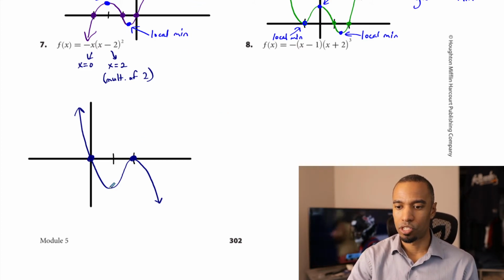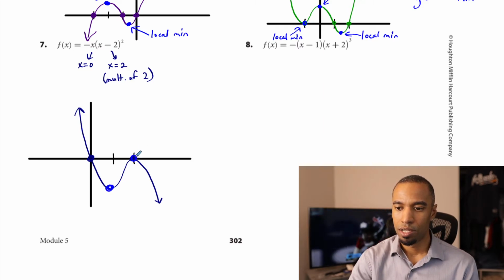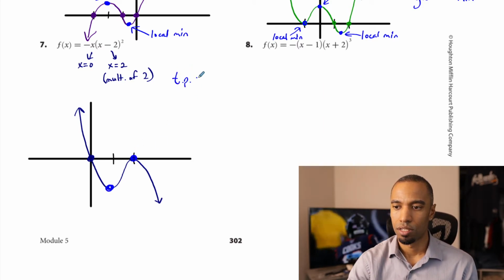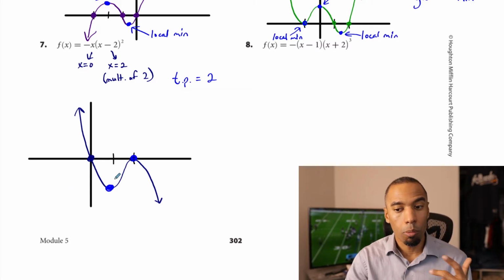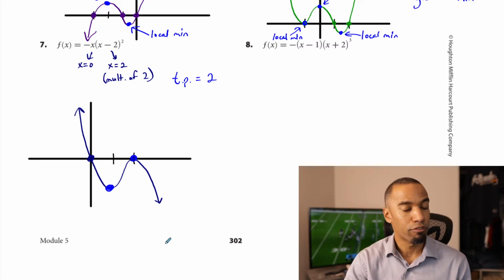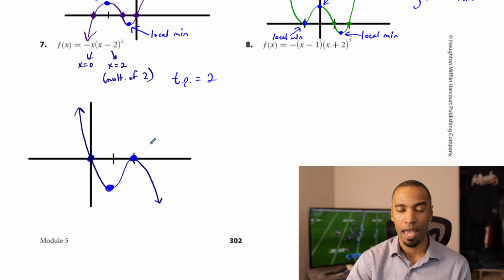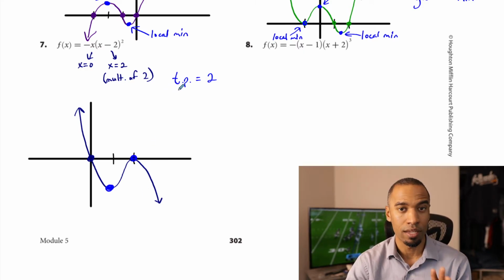How many turning points are there? There are 2. 1, 2 turning points. There is no global max or min because it goes up and down forever. Odd functions will not have a global max or min. Odd degree functions, I should say. There's no global max or min.